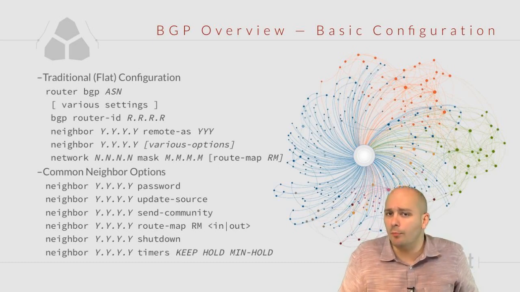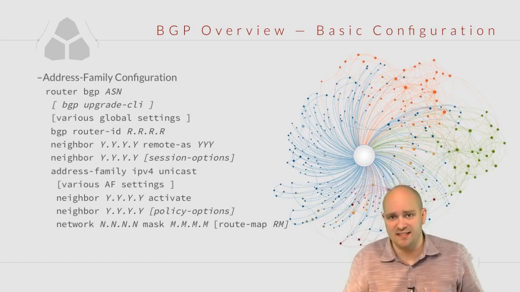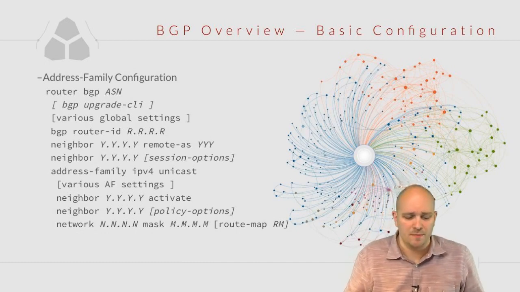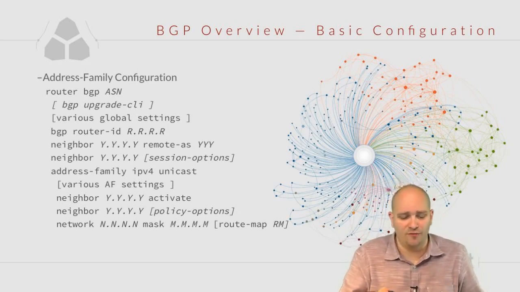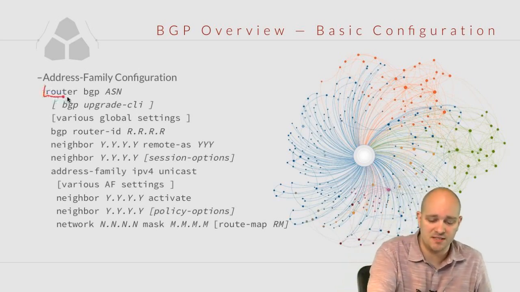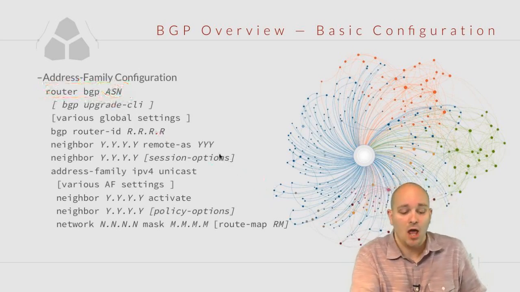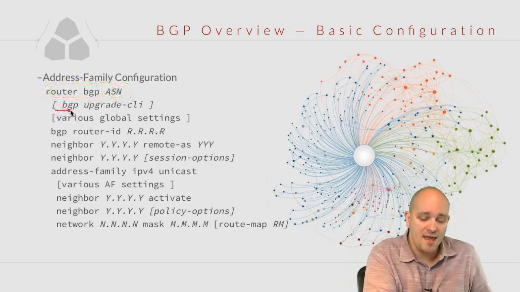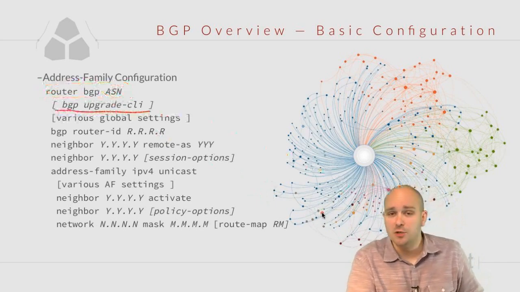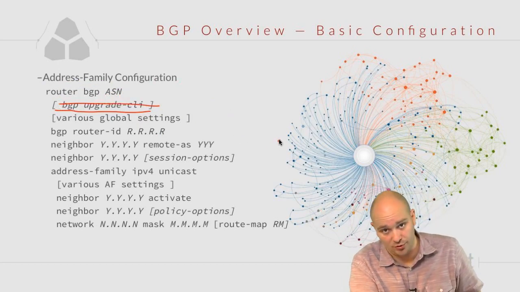A slightly more modern way of configuring BGP is using address family based configuration. As you will see, it's very, very similar to the flat configuration. We start by specifying router BGP and our own AS number. So far so good. Optionally, when you are doing this for the first time, you may want to run the command bgp upgrade-cli. As I say, this is optional. You don't have to do this.